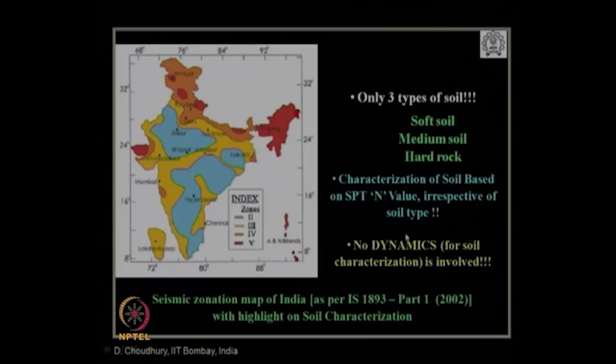However, our code specifies the characterization of soil only based on, as we can see in this slide, the SPT N value, irrespective of the soil type. But we know that the SPT N value is not the only solution or the only field test, because for pure clay you can hardly do the SPT test. There you probably have to perform the CPT, cone penetration test. The standard penetration test may not be useful there. So, all these aspects are yet to be addressed in our IS code part 1 from the geotechnical point of view. And as I said, no dynamic soil characterization is yet involved in this codal provision.